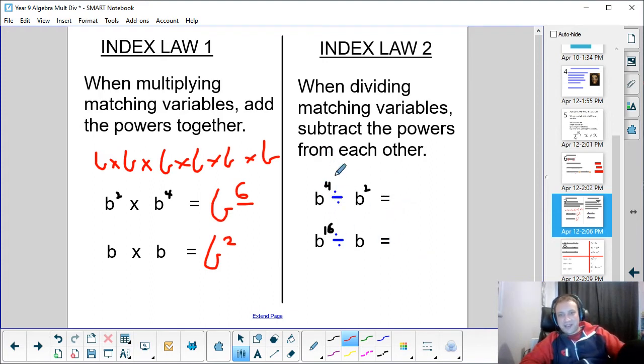Right, I had 4 b's all being multiplied. B times B times B times B. Divide out a couple of them. And that leaves us with b squared, because we took away the powers from each other.